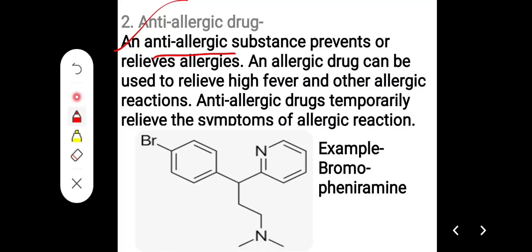Anti-allergic drugs temporarily relieve the symptoms of allergic reaction. If temporary allergic reactions are there, they should be temporarily relieved by anti-allergic drugs. Example, bromopheniramine. This is the structure of bromopheniramine. This is the example. Now we have to look at tranquilizers.